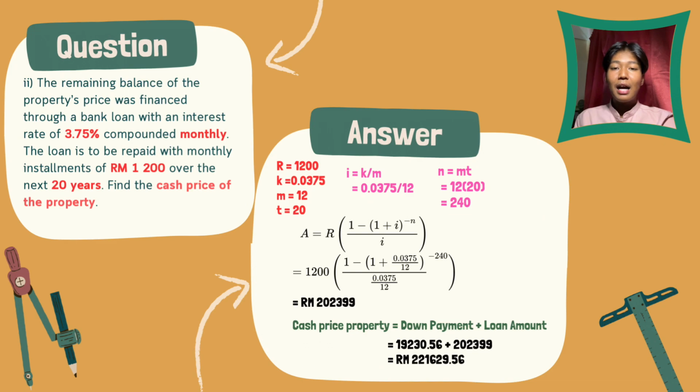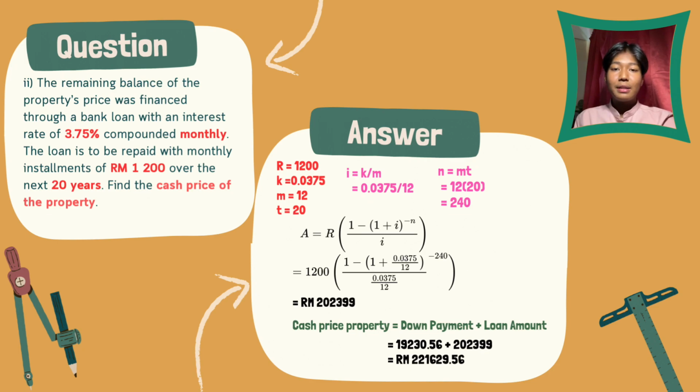Second, we need to find n, which is n equals 12 times 20, and we got 240. After we got all the information, we put it into the present value formula, which is A equals R bracket 1 minus bracket 1 plus i close bracket to the power of negative n over i close bracket. After we insert all the values into the formula, we got the answer RM202,399.